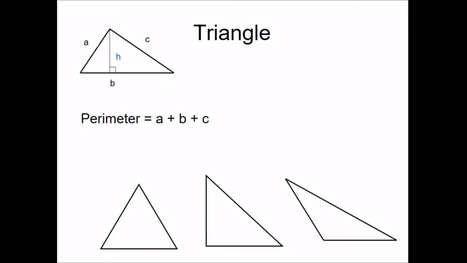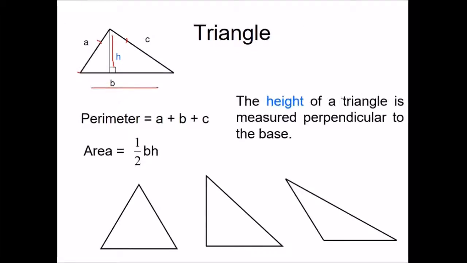This is a triangle. Triangle means three sides, A, B and C. Perimeter of a triangle is, you just add A, B, C. For every perimeter you just have to start from one side, walk around and come back and compute the distance. This is A plus B plus C. Area is half into base into altitude. This will be the base and this is the altitude. Altitude is also the height. The height of a triangle is measured perpendicular to the base.